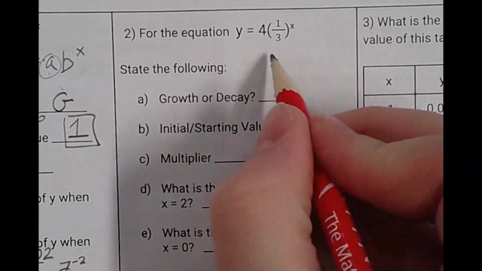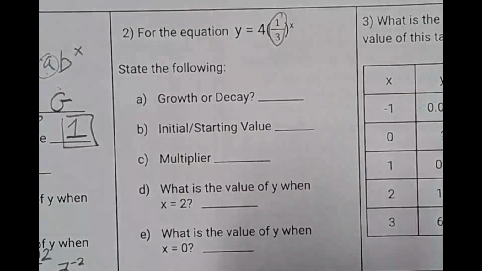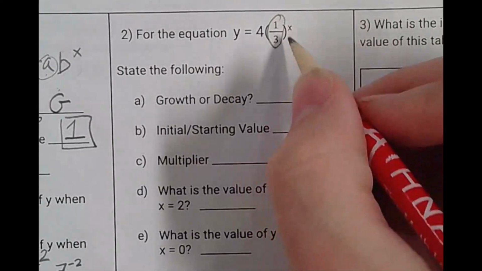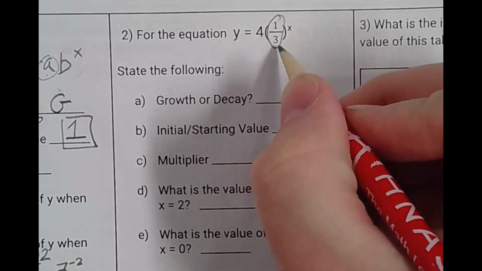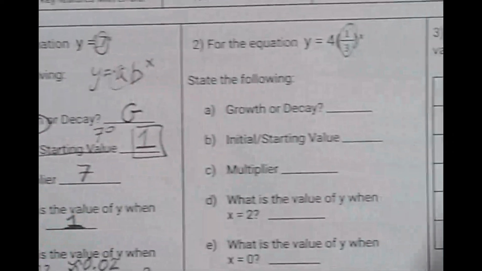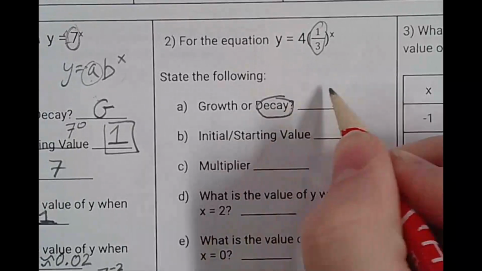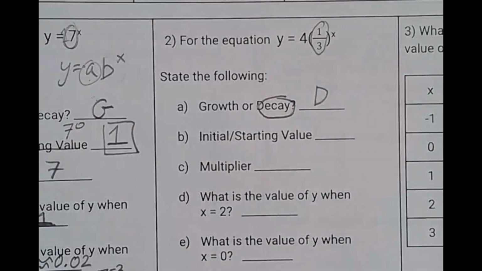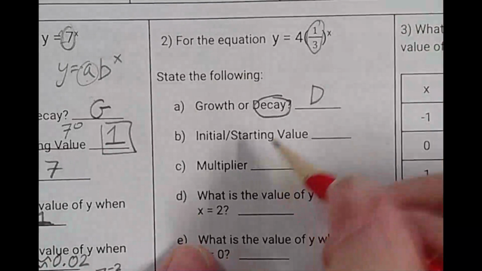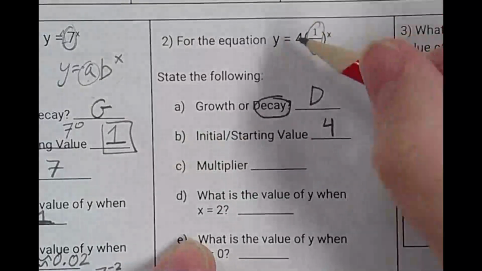Growth or decay. Well, the number in parentheses is less than 1. I always ask myself, would I want to multiply my bank account by this number? I would want to multiply my bank account by 7, but I would not want to multiply my bank account by 1/3. This is decay. It is less than 1. The initial value is going to be 4. It's the number that we have right here, the a value.